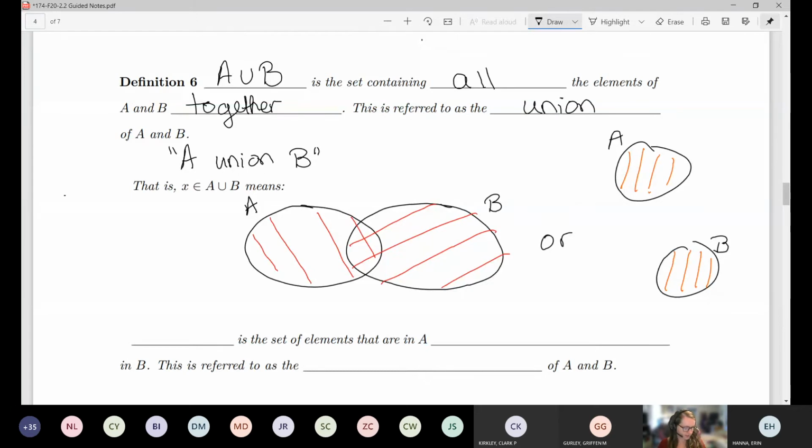Whereas the next idea, which is where I'll stop, is we have A, and you flip that union over. That's not an N. It kind of looks like it has a tail on it. It's just an upside down union, if you will. So this is going to be the set of elements that are in A and also in B. And this is going to be referred to as the intersection of A and B.